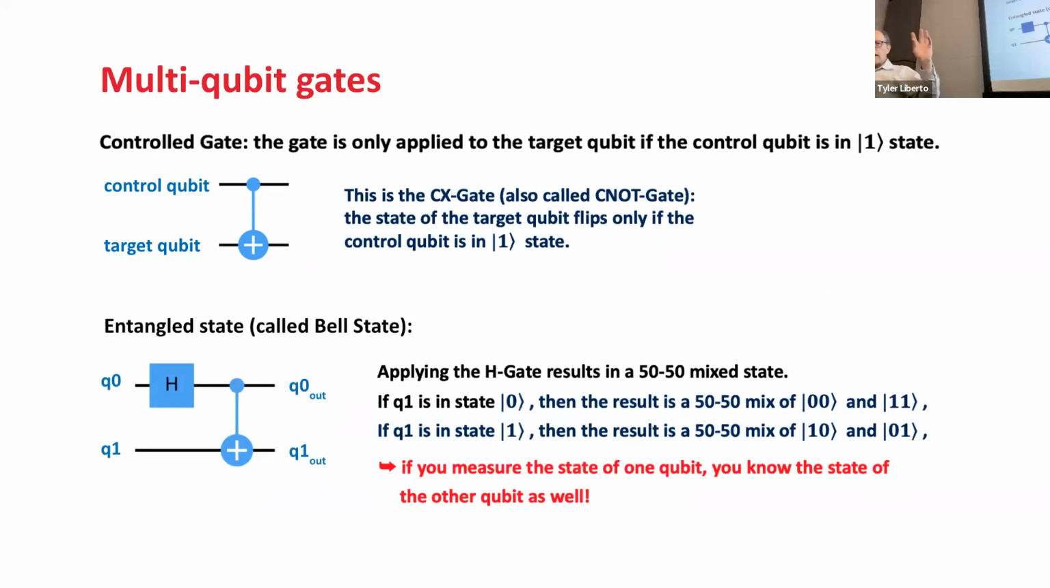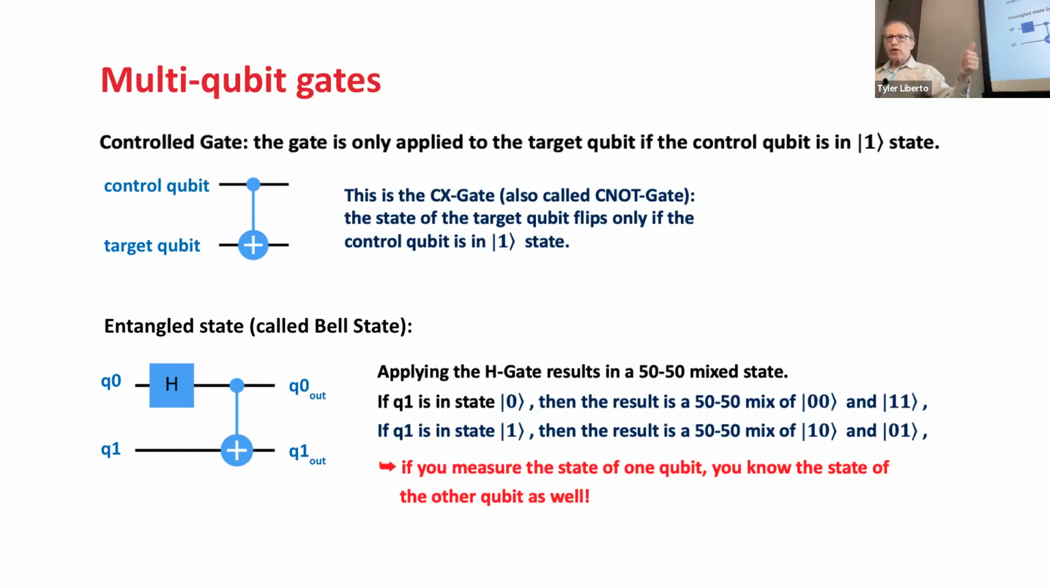You can also apply a Hadamard gate in front. The Hadamard gate was a rotation from the Z direction to the X direction. That means it makes a 50-50 mixed state. If you remember, the positive X direction ket could be written as a combination of up ket and down ket. And that was a 50-50 probability on both sides, which means here that if qubit 1 is in state 0, then qubit 0 after the Hadamard has 50% 1, 50% 0.